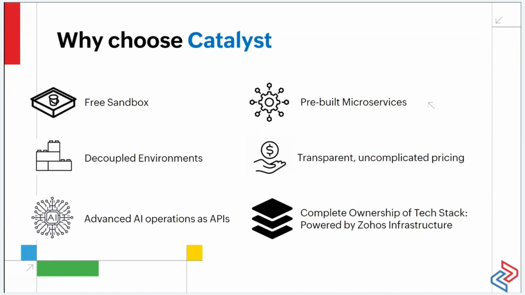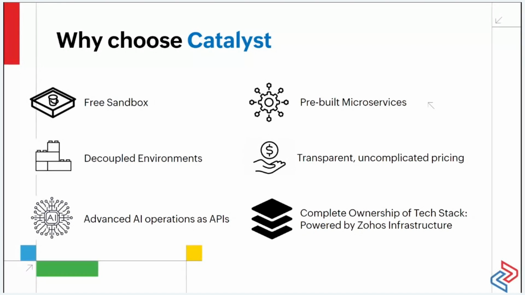Why would you choose Catalyst? You choose Catalyst because we offer a free, fully functional sandbox. We offer decoupled environments. We have a host of pre-built microservices and advanced AI operations readily available as APIs that you can utilize and reduce your time to go live. We have an extremely transparent and uncomplicated pricing. And one of the questions that we often get is around the fact that you're a new platform. How is it that we can establish that trust factor with you?